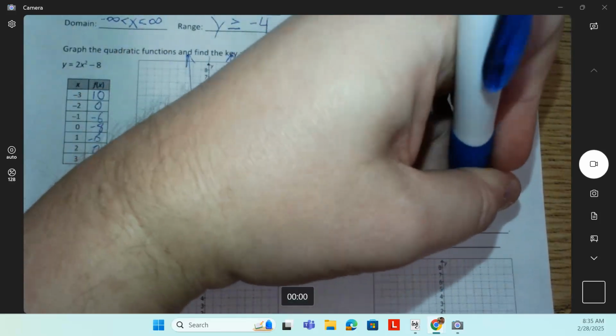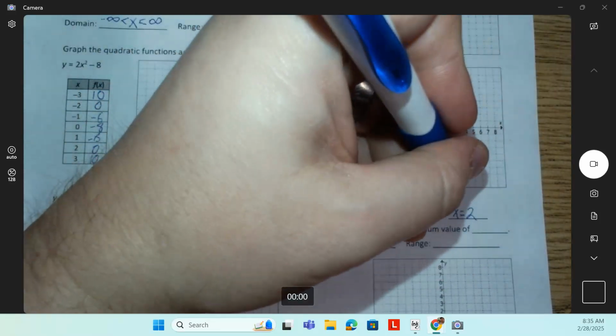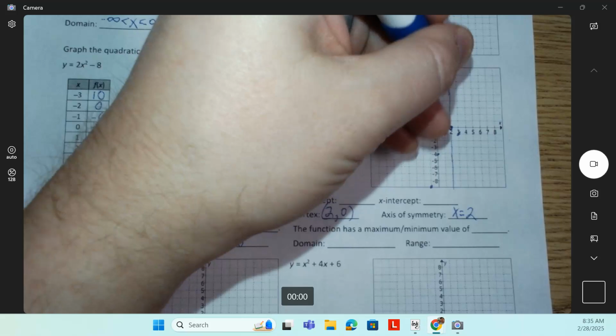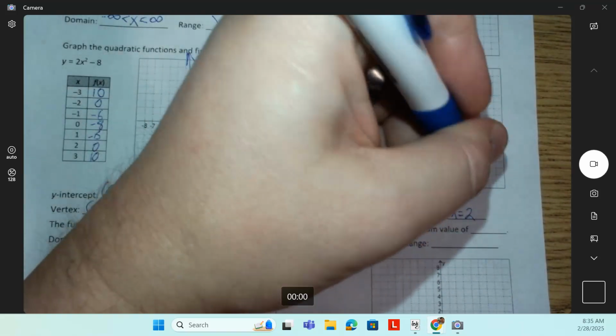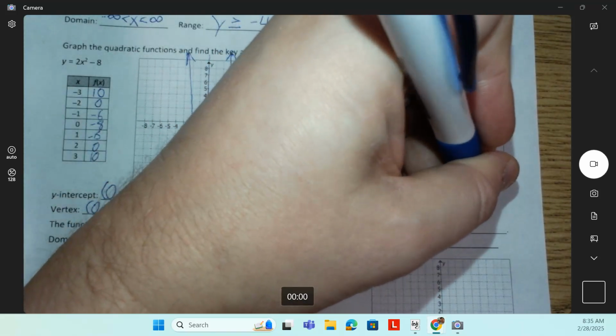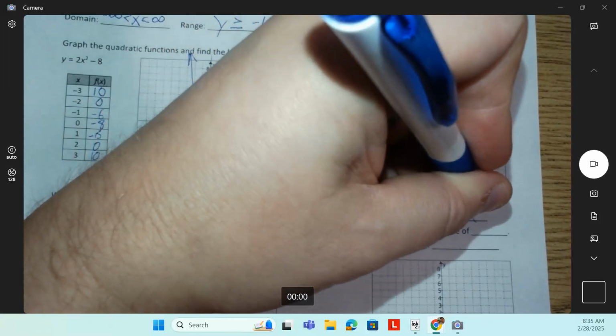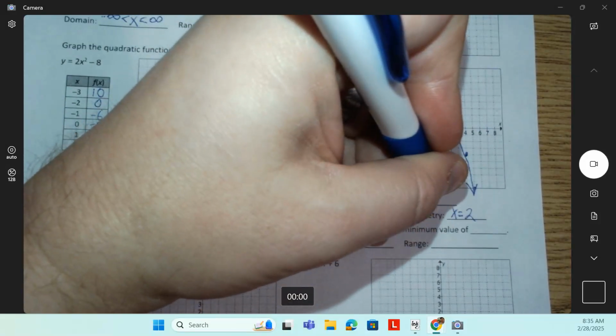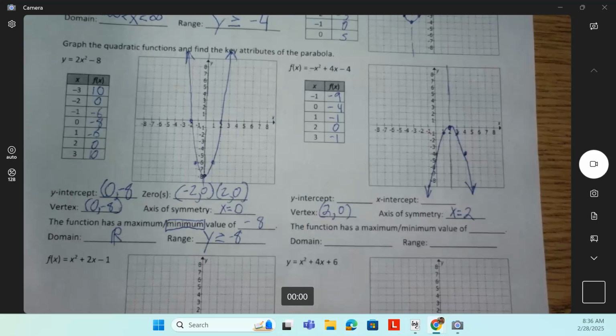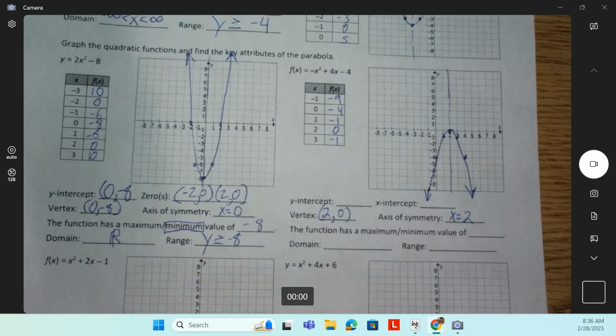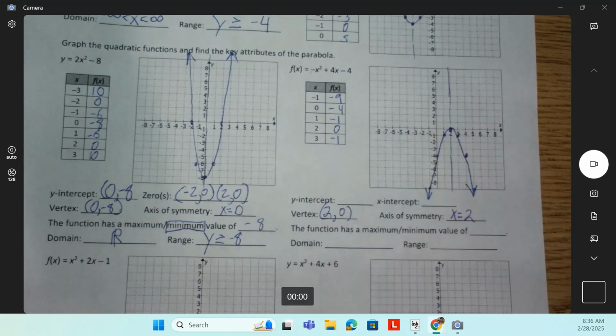So one of the reasons why they only give us this much is because when we know the vertex, then we know the axis of symmetry is x equals 2. So once I've got that axis of symmetry, I know that the points are going to align on the opposite side of that to give me my full parabolic shape. So we can just use the points from the other side to help us finish graphing that side.